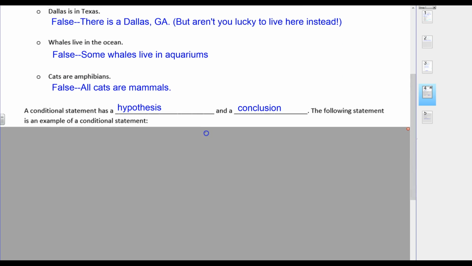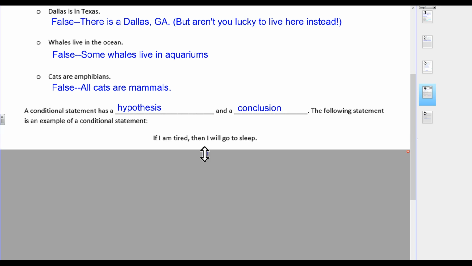A conditional statement has a hypothesis and a conclusion. The following statement is an example of a conditional statement. If I am tired, then I will go to sleep.